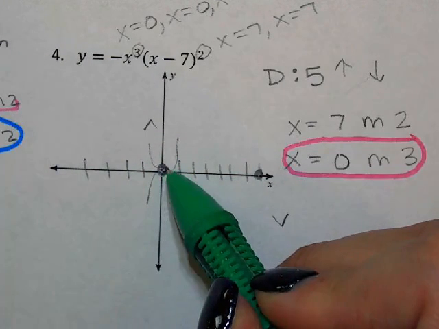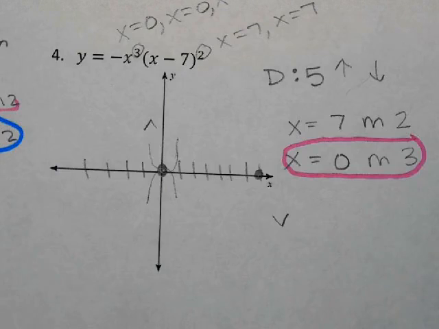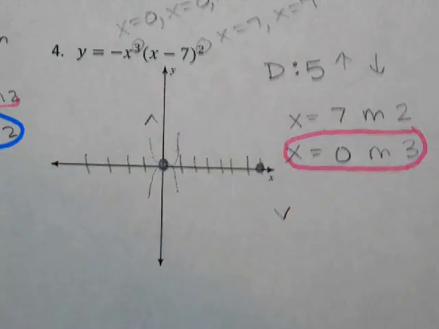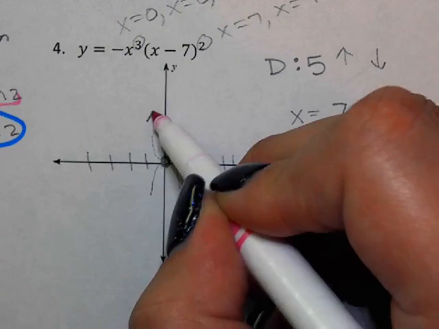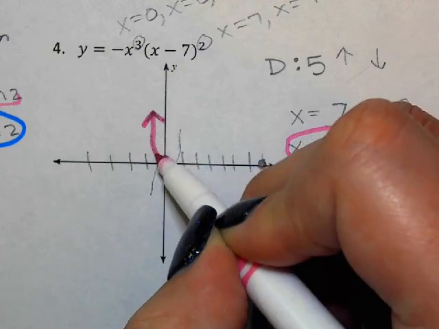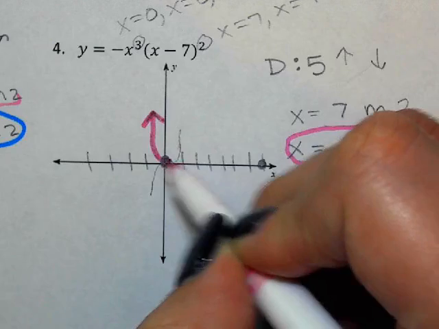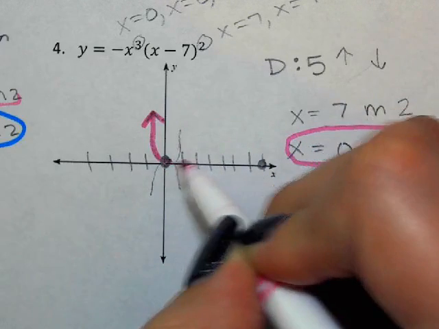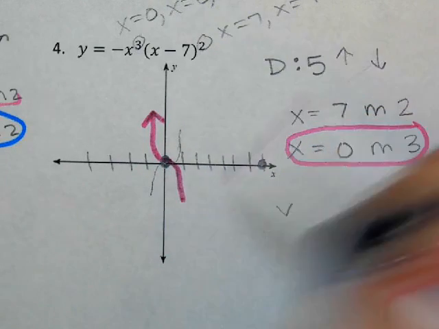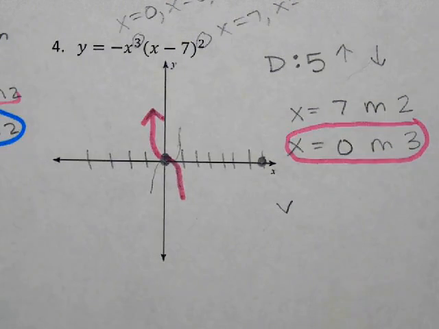Second one. So we're going to start at the arrow and we're going to go down. We're going to level off as we go through the x-intercept. So go down, level off, and then go down. So it crosses through, but it kind of squiggles as it crosses through. It doesn't go straight through. Straight through is a multiplicity of 1. Yes.